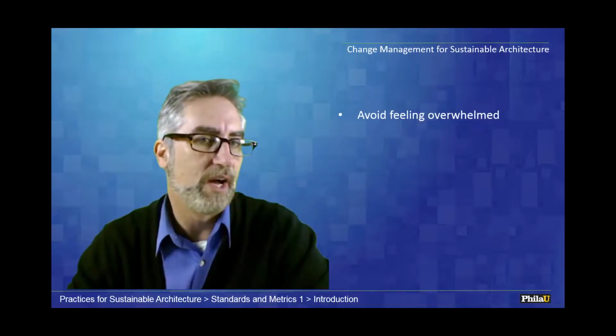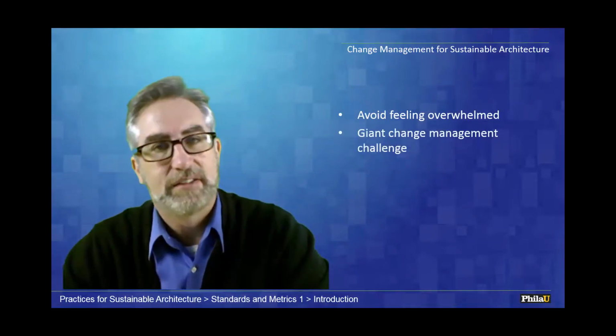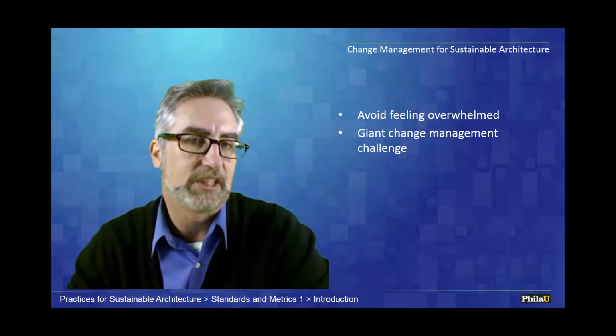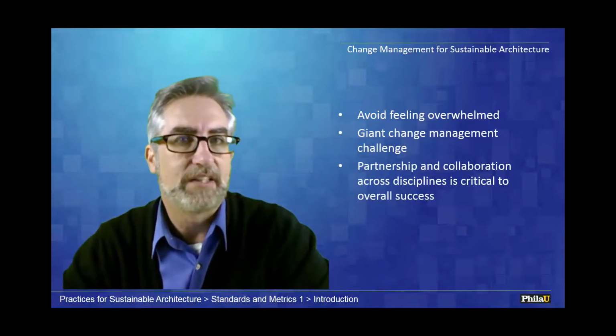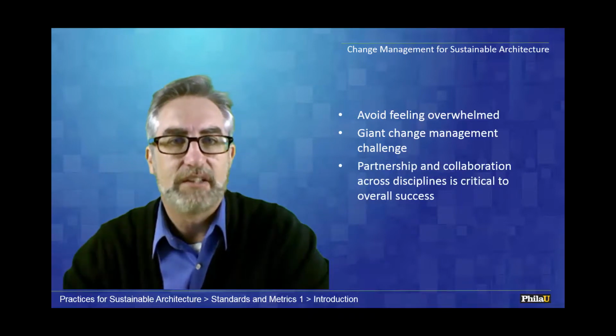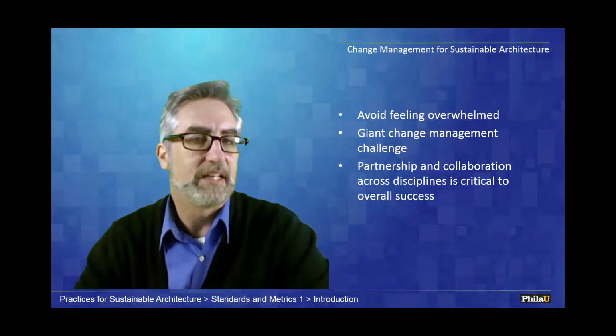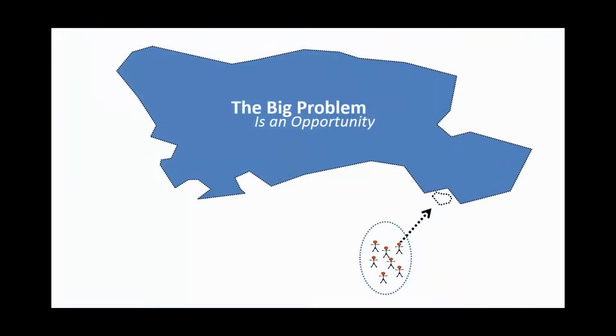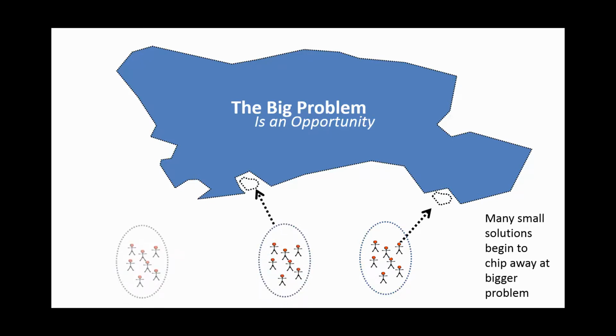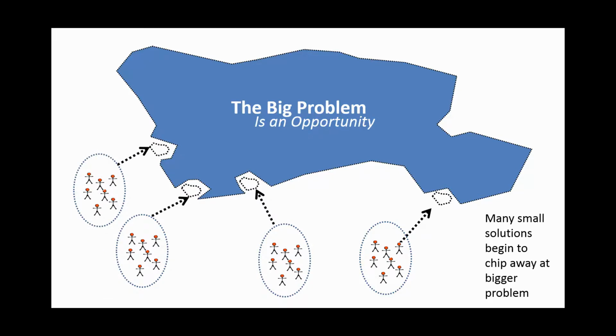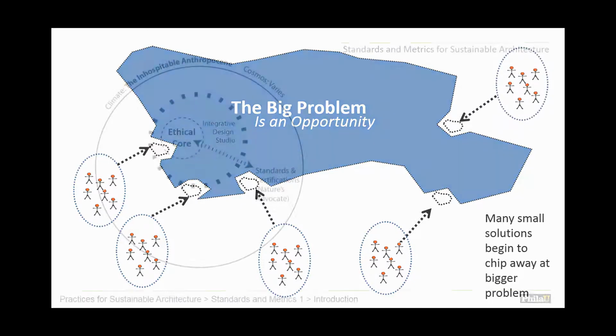Finally, if you're feeling overwhelmed and hopeless, we can begin to think about sustainability as a giant change management challenge. And therefore, we need to partner and collaborate across disciplines, genders, class, creed, race, ethnicity, geography, etc., to begin to find solutions that are going to attack a really big problem, which I like to think of as an opportunity. And so these groups are coming together to chip away at the problem. Green building and sustainable architecture is one of many chips in the larger sustainability problem. I'm sure you're taking courses on sustainable food, sustainable energy, etc. Here we're tending to look at sustainable architecture.